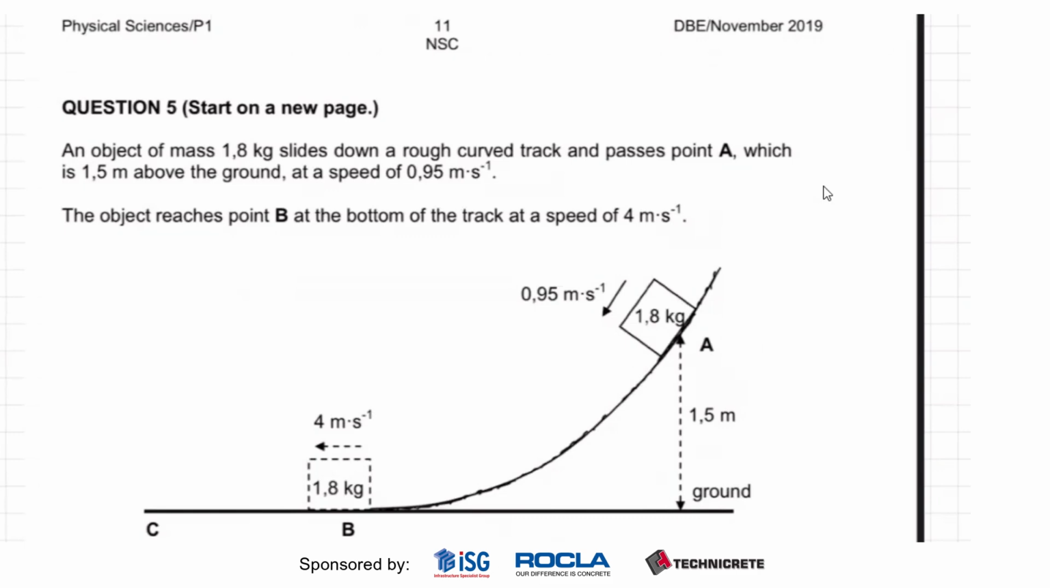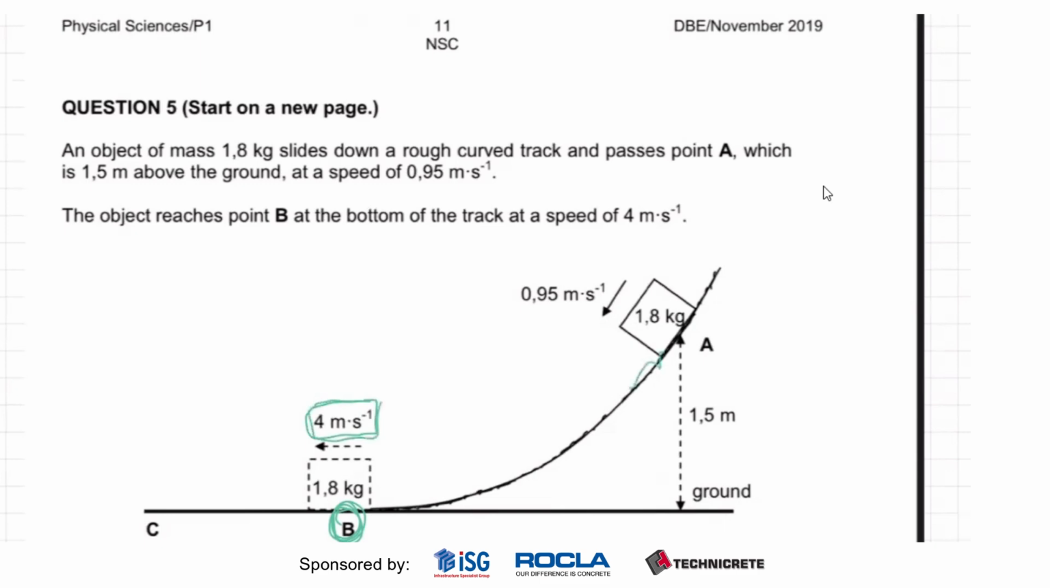The question says to us, an object of mass 1.8 kilograms slides down a rough curved track and passes point A, which is 1.5 meters above the ground at a speed of 0.95 meters per second. So the object starts here at 1.5 meters above the ground at point A, and at that point A it is going 0.95 meters per second. The object reaches point B at the bottom of the track at a speed of 4 meters per second.